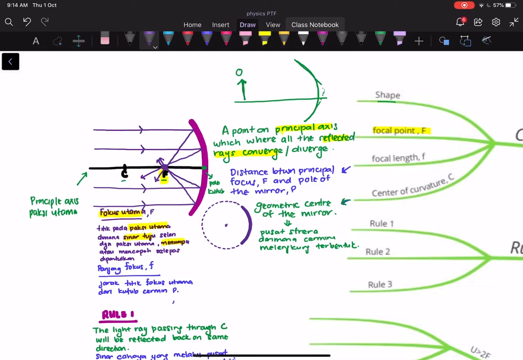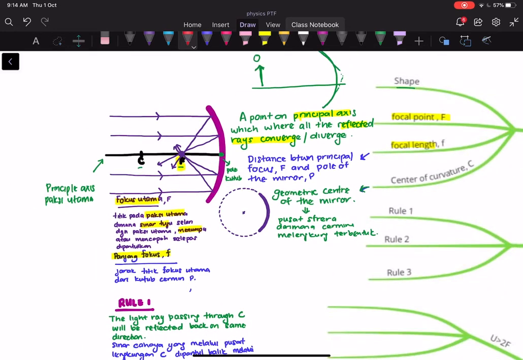Okay, the next one is the focal length, or dalam bahasa Melayu, panjang fokus. What exactly is focal length? That's going to be quite easy. This is exactly the distance between the focal point and the pole of the mirror. Okay, jarak di antara titik fokus utama dan kutub cermin. Basically you are taking this distance here.